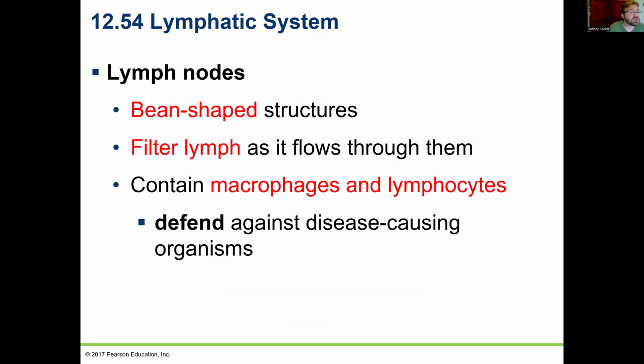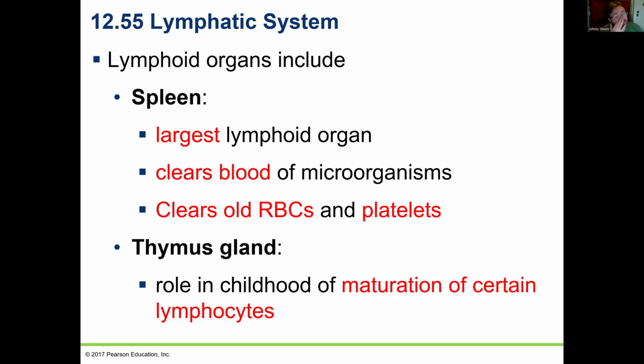Now, lymph nodes are bean-shaped structures that filter the lymph as it flows through them. They're going to be saturated with immune tissues like macrophages and lymphocytes, and that's going to be very important to our immune systems. So some lymphoid organs include the spleen, which is the largest lymphoid organ. This is going to be filtering the blood of microorganisms, and it's also going to be clearing up dead red blood cells and platelets. The spleen is also a site of blood synthesis as well. It's like a secondary source of bone marrow.